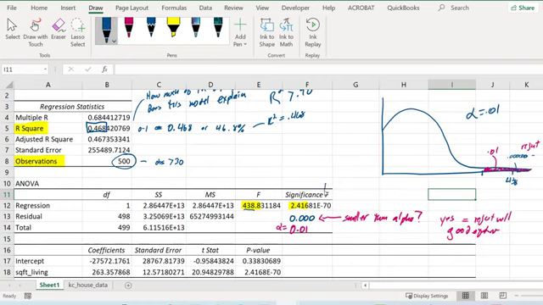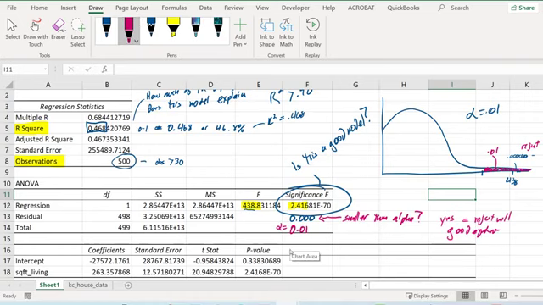This guy answers the question: is this a good model or a good regression? And the answer is yes, right? How do you know? Because it's less than alpha. The other thing you can do here, and I'm going to run out of space here in a second, is you can turn around and say, I can also test alpha at 0.05, and I can also test alpha at 0.10.